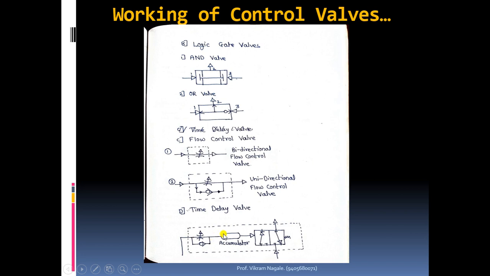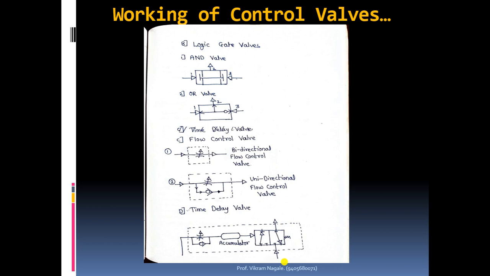unidirectional flow control valve, then it will take some time to fill this accumulator completely, and after completely filling this accumulator, the pressure will get created, and that air pressure will get applied on the left hand side of the 3 by 2 valve, and after that the valve activates. So it will take some time. Where will the time be taken? In the accumulator. It will take time to completely fill the accumulator, and that will be the delay we get in the process.